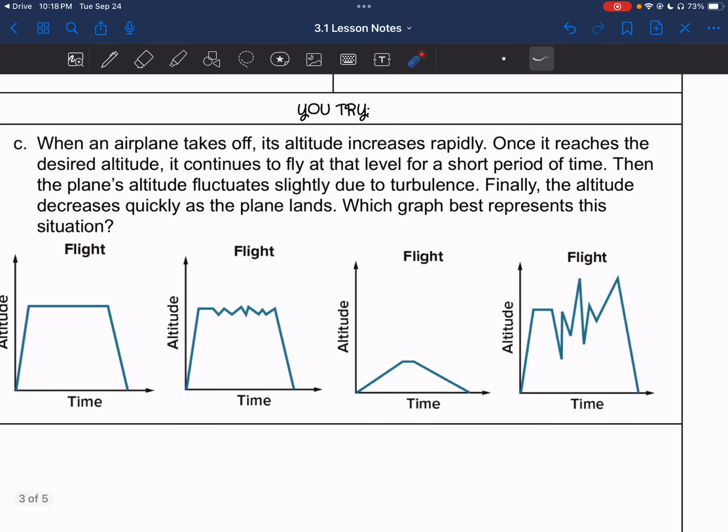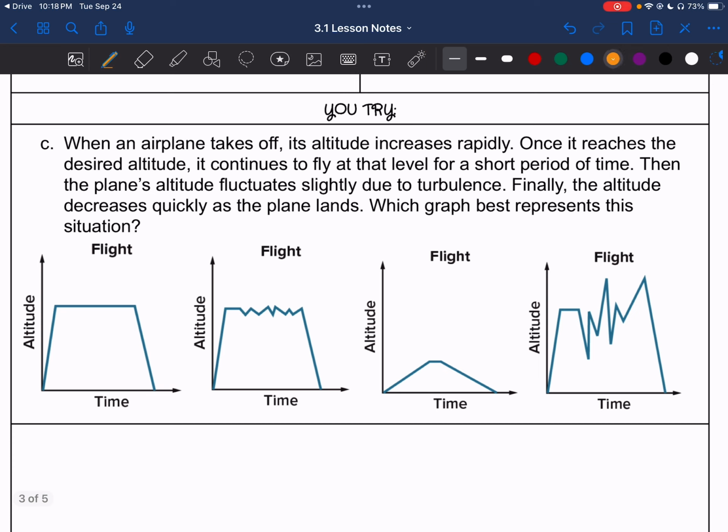All right, now we're going to look at a U-try problem. When an airplane takes off, its altitude rapidly increases. Once it reaches the desired altitude, it continues to fly at that level for a short period of time. Then the plane's altitude fluctuates slightly due to turbulence. Finally, the altitude decreases quickly as the plane lands. Which graph best represents this situation? Answer that on your own, and then we'll talk about it.